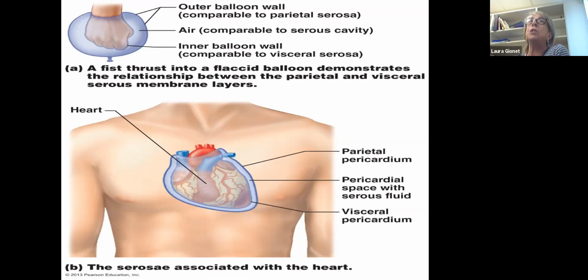The serous membranes are continuous with one another, but you have fluid in between the two layers. And that fluid just helps reduce friction.